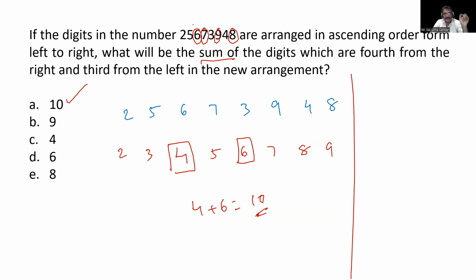Okay. Now, what is the next one? From the left, that means least to highest. Which digit is least in this case? That is equal to 2. Next least 3. Next least, that is equal to 4. That means no need to write down all these things. Just you should take the sum of these two numbers, 6 plus 4, 10. That is your required answer.